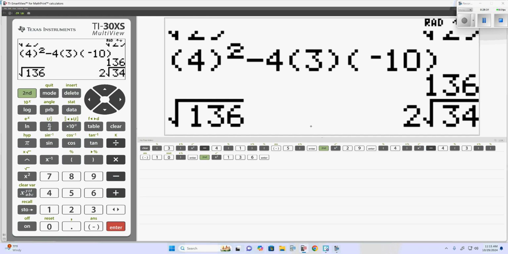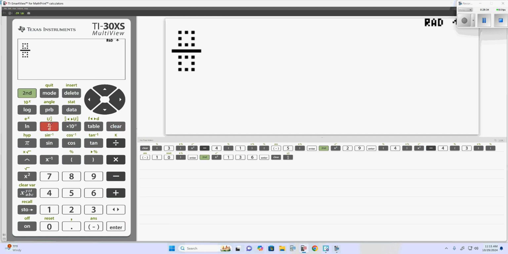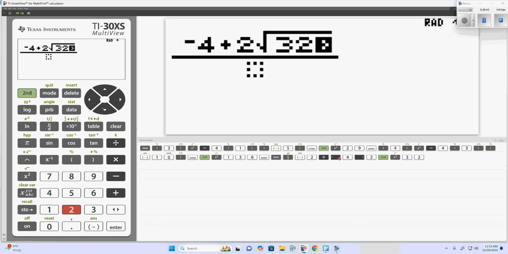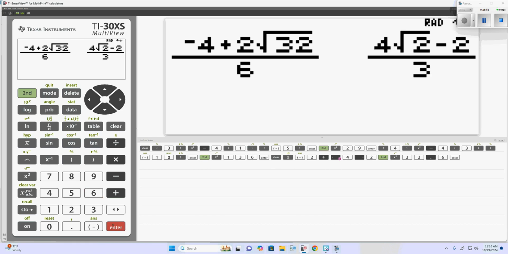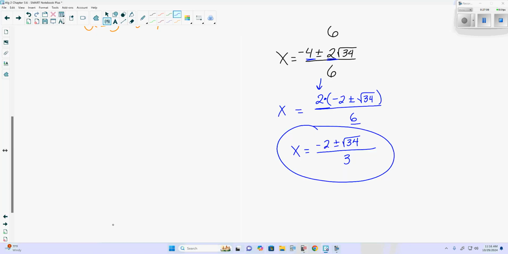Now, as long as it doesn't have i, we can use the calculator. Negative 4 plus 2 square root of 32 over 6. I just picked one of them. It's a positive or negative case. It really doesn't matter which. And we get this here. So what it's telling me is that the negative 4 is going to become negative 2. The 2 square roots of, I typed the wrong number in, so that's not 32, 34.